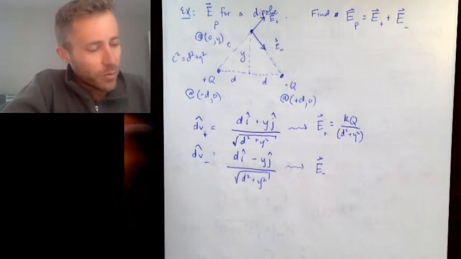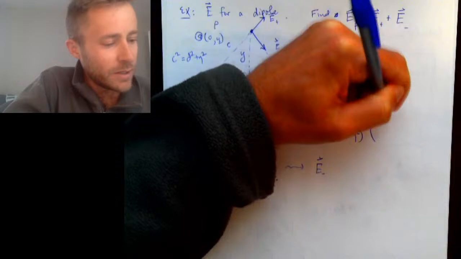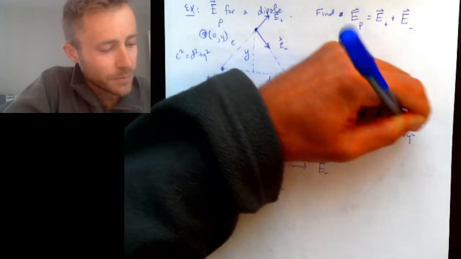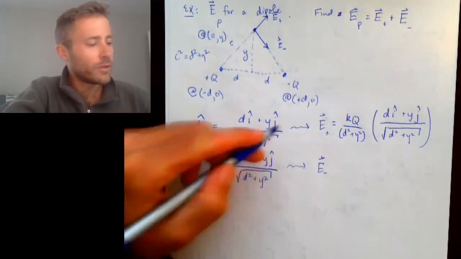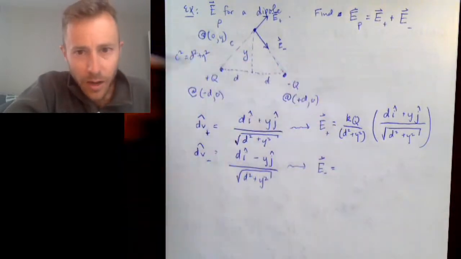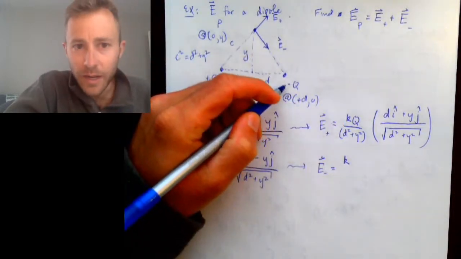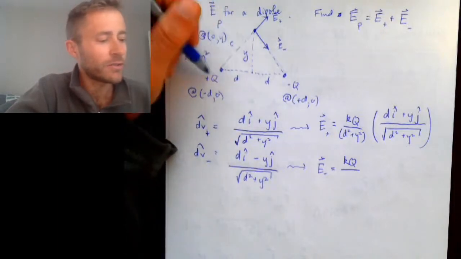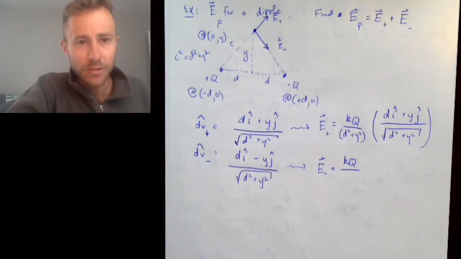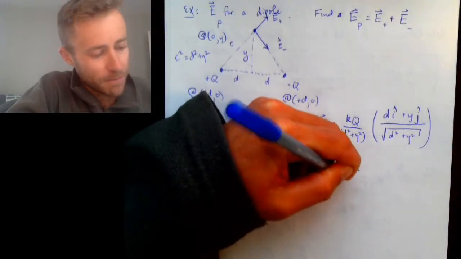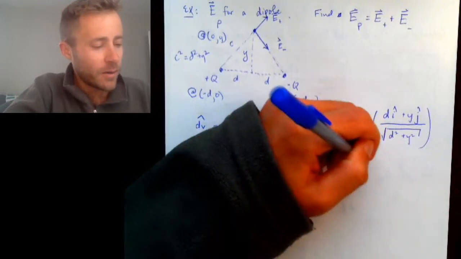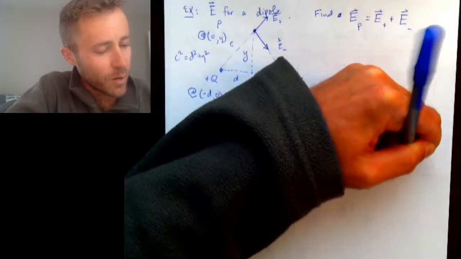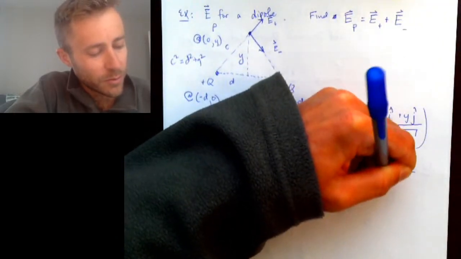And then I multiply it by the direction vector, which is d i hat plus y j hat over the square root of d squared plus y squared. So that is the electric field due to that positive charge. For the negative charge, I have K times the absolute value of negative Q, which is just Q, over this distance squared. Now this is basically an isosceles triangle, so this distance is the same. And then we multiply that by its direction vector, which is d i hat minus y j hat over the square root of d squared plus y squared.